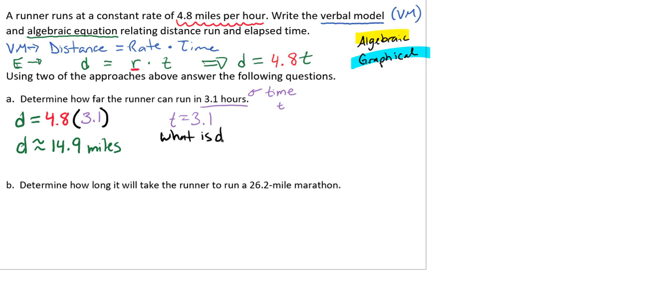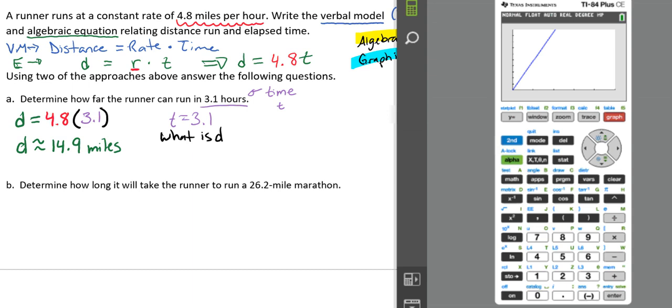Or in this case, what is our d? So what we're going to use is the value feature on the calculator. There's not a button that says value, you just have to go somewhere else to get there, like a sub menu. So we hit second trace, and that's the calculations menu. Here our first one is the word value. We want to calculate the value. So we hit enter, and we want to know when t equals 3.1, what is y?